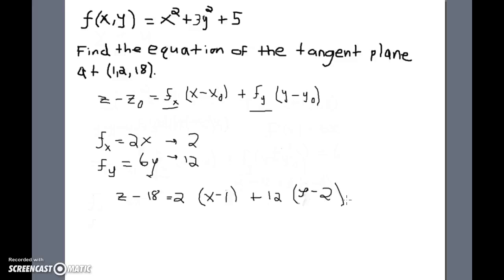Alright, so I hope this video helped. I hope you guys understand now the differences between the tangent line equation in Calculus 1 and 2 and the tangent plane equation in Calculus 3.